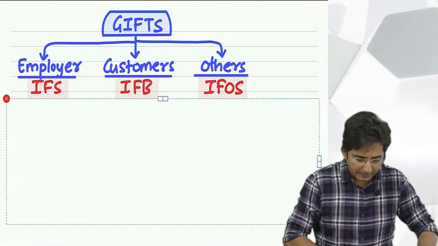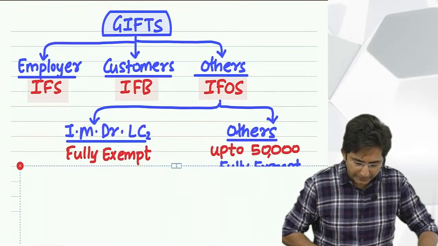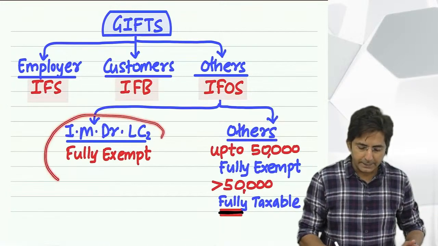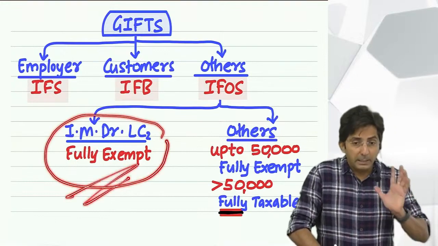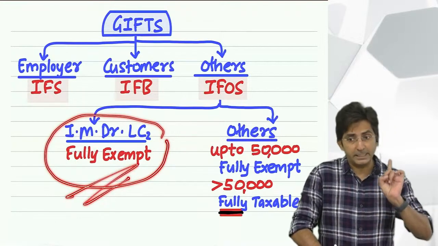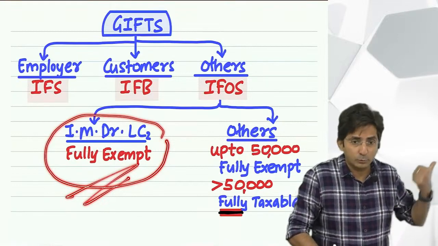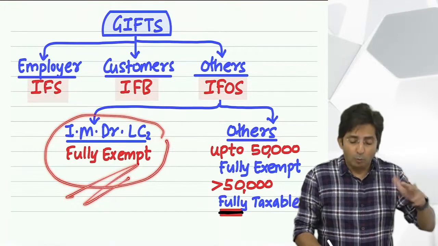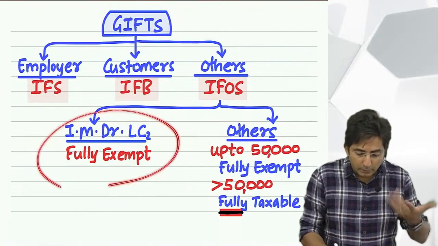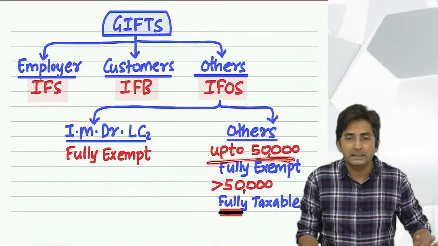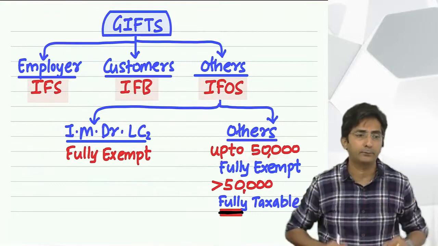So see, there are certain genuine gifts. There are certain genuine gifts which the government believes, yes, this is a genuine gift. Then they are exempt. Can you see here? There is one keyword. Okay, chalo. Even if it is not a genuine gift, if it is some other gift, up to 50,000 the government is ready to believe it's a gift.